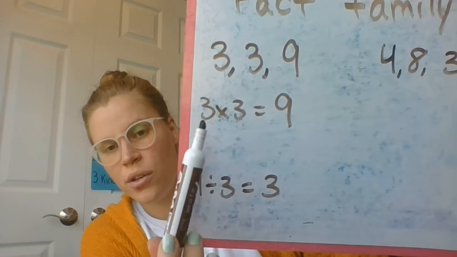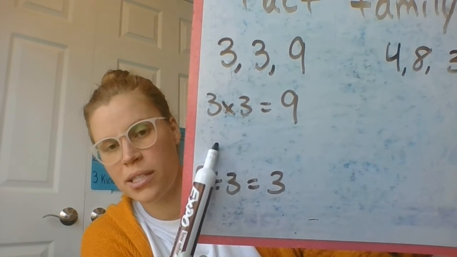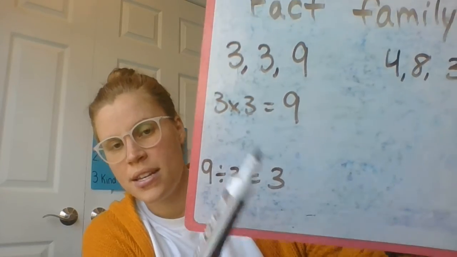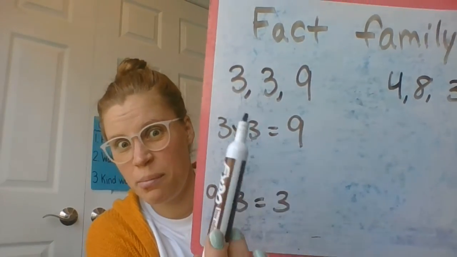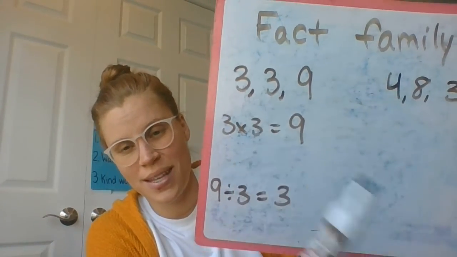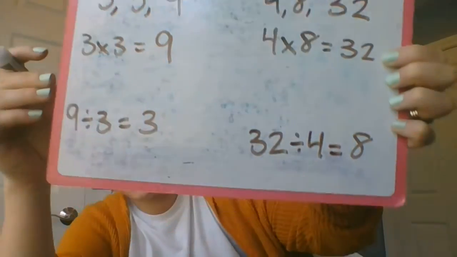So you'll need one more multiplication and one more division. Now with this problem, it's pretty simple because we have two of the same factors. The next one is 4, 8, and 32. I will get you started. 4 times 8 equals 32. 32 divided by 4 equals 8.